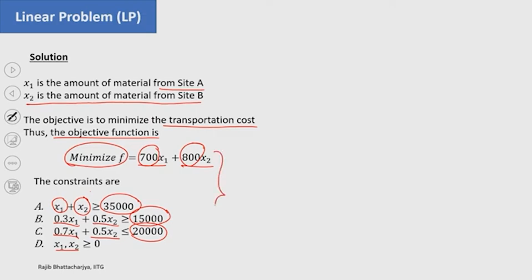So, I am getting this particular linear problem. Here the objective function is a minimization type function. I would like to minimize the cost, and I have all 4 constraints, that is x 1 plus x 2 greater than or equal to 35,000, then 0.3 x 1 plus 0.5 x 2 greater than or equal to 15,000, and 0.7 x 1 plus 0.5 x 2 less than or equal to 20,000.